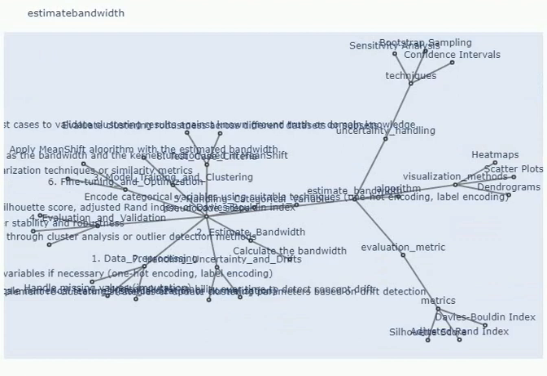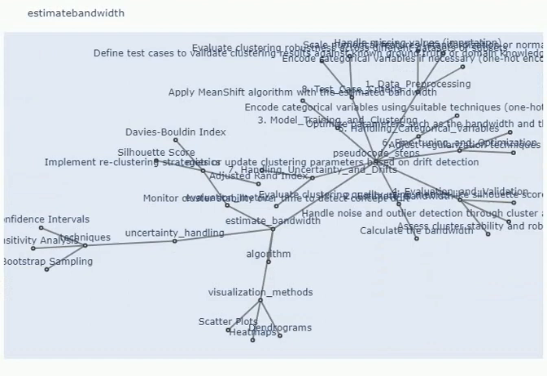3. Model training and clustering. Description: train the MeanShift model using the estimated bandwidth. Steps. Apply MeanShift algorithm with the estimated bandwidth. Details: cluster data points by shifting them towards the mode of the data distribution using the estimated bandwidth.